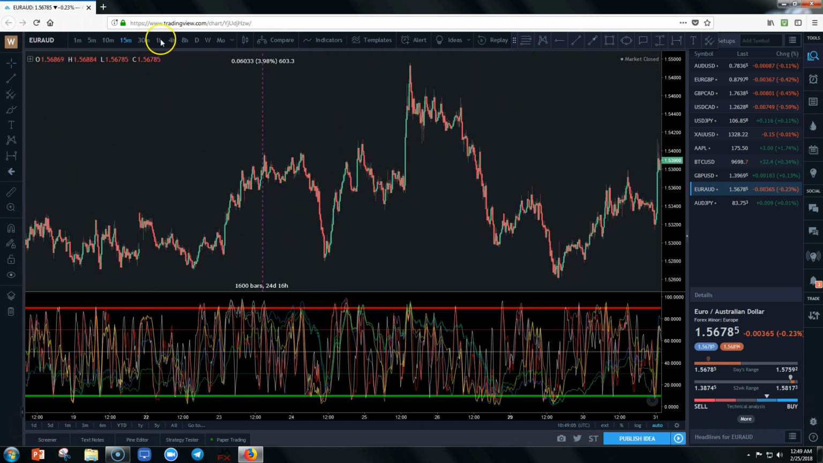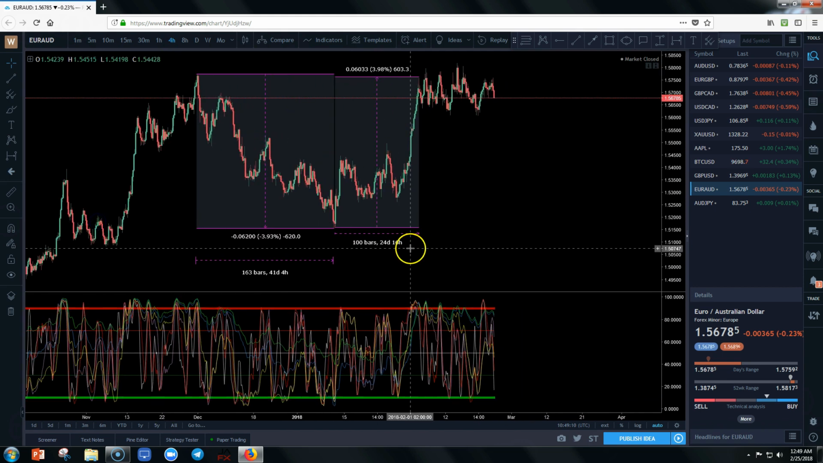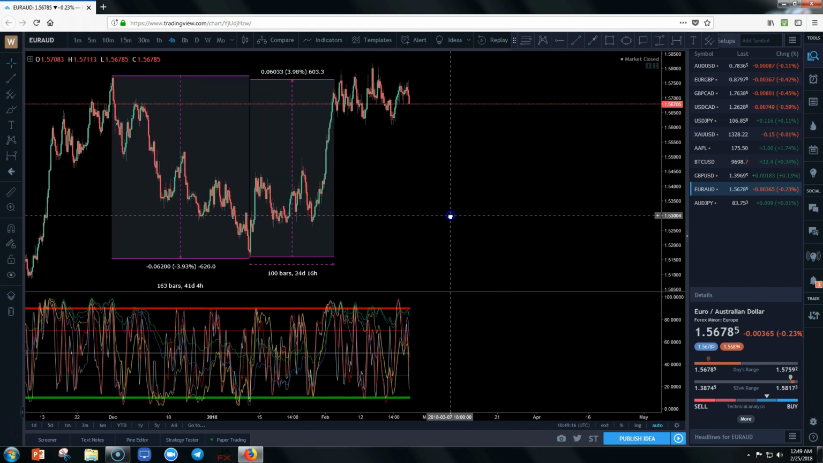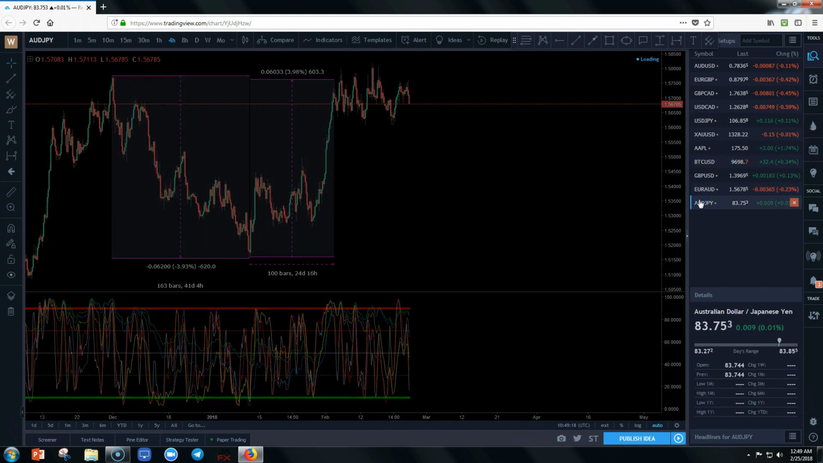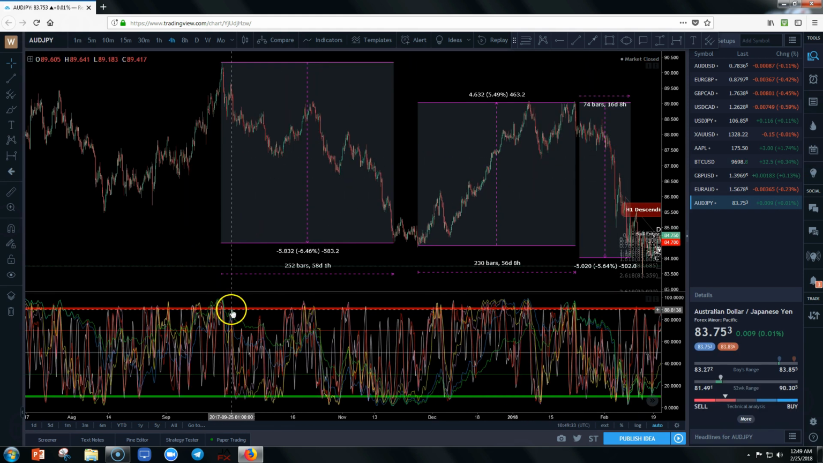Alright, so back to the 4-hour time chart. But you get the idea, right? So here is another trade, the 603 pip trade that we just looked at. Let's jump onto another pair, AUD JPY. As you can see here, convergence up at the top on the red line for a sell, moved 583 pips for a total of almost 2 months.